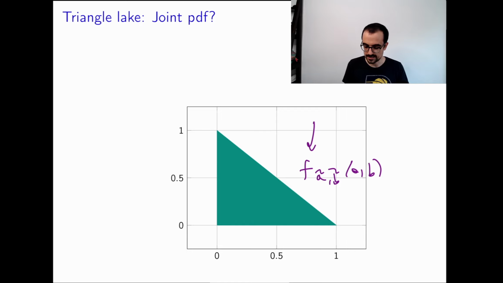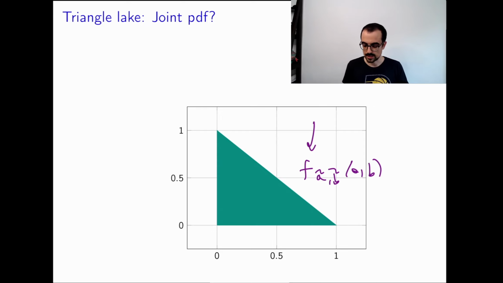Now, what should the density be inside this triangle? Well, it should be constant because we're saying that the otter is uniformly distributed, whatever that means, over this lake. But a reasonable definition of that is that the density of probability is constant, which means that if I integrate over a small square here and a small square here, I'm going to get the same probability as long as the squares have the same area.